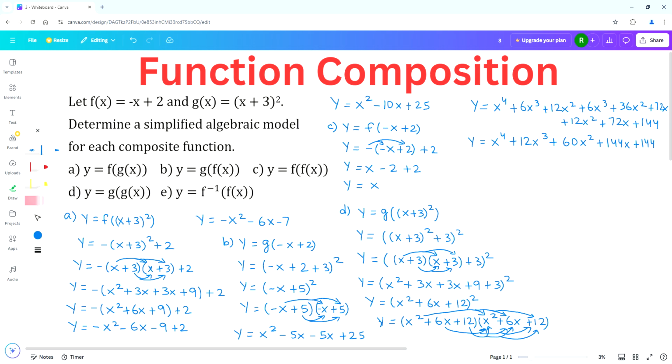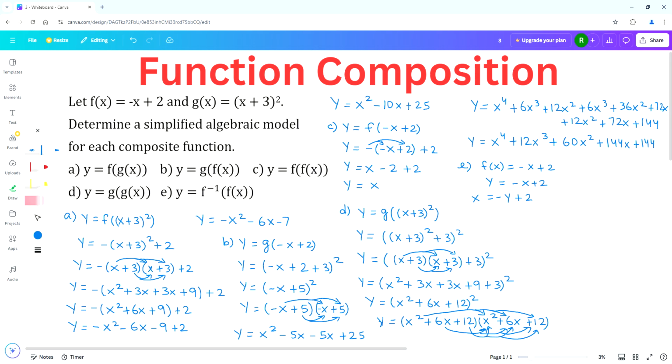Now we can answer part E. y = f⁻¹(x). For part E, we have to find the inverse of the given function f(x). The first step is to change f(x) to y. Next, we should switch x and y. Now we have to solve for the new y.